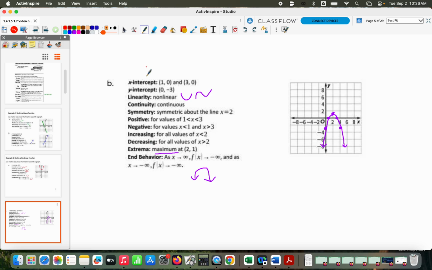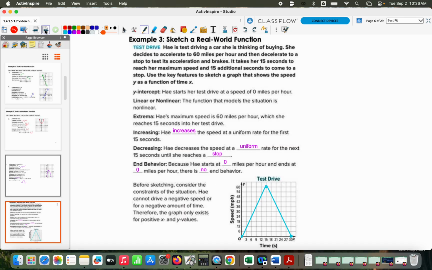Which, by the way, just jump around to different themes. Any points they give you, try to plot those, and then you can go back through and check off these other lists, make sure it meets all the criteria. Like here, both of the y values are going down, so I know it has to be this kind of behavior. That's all. We do this with real-world situations.